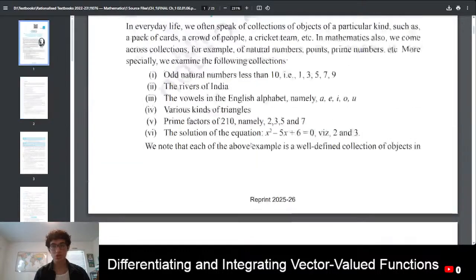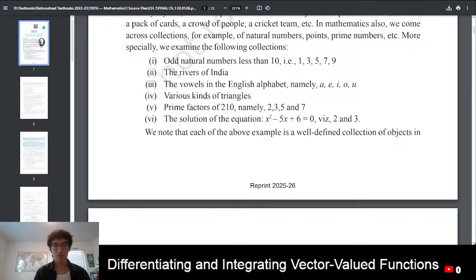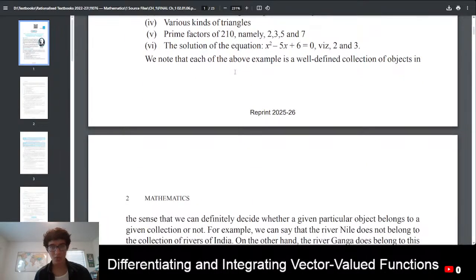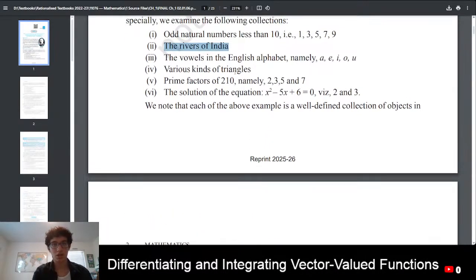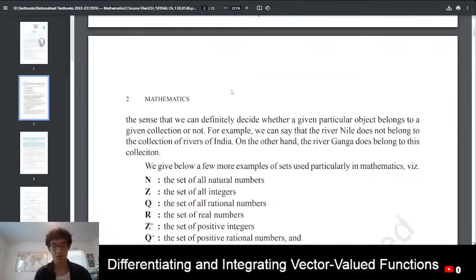So take the rivers of India, right? If you just hear the name of a river, you know that it's either a river of India or it's not a river of India, right? And so you know whether to put it in the set, whether it belongs to the set or whether it doesn't. So it should be well defined. You have to have some sort of definition that makes sense. So they're just saying, for example, we can say that the river Nile does not belong to the collection of India. On the other hand, the Ganga River does belong to the collection.